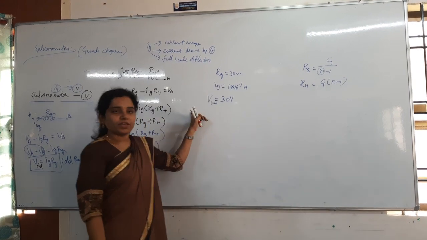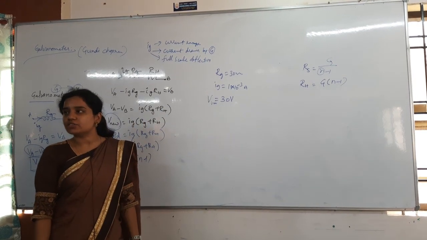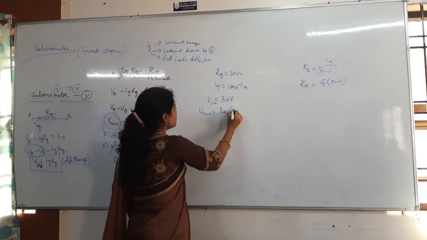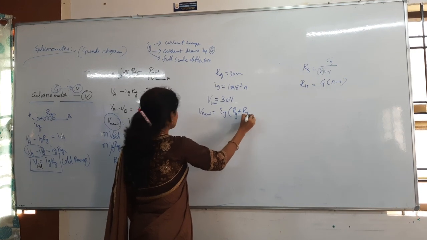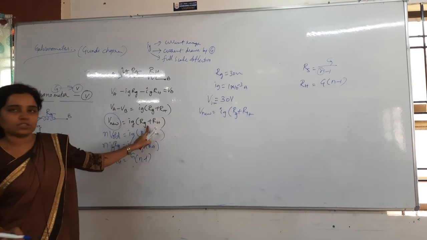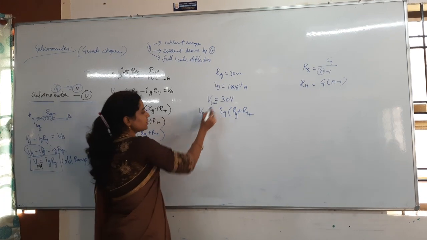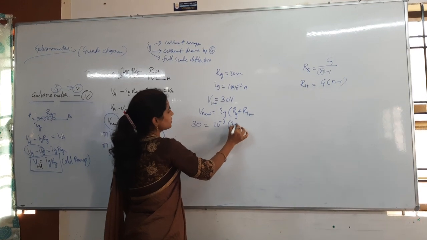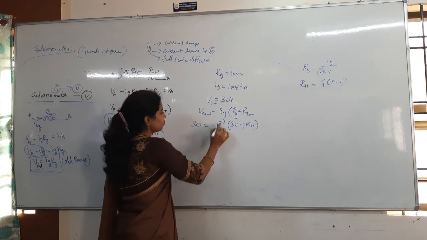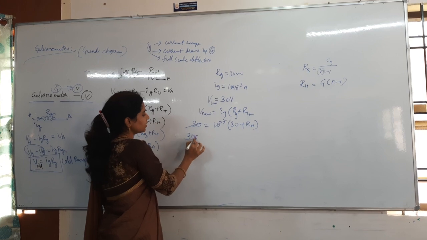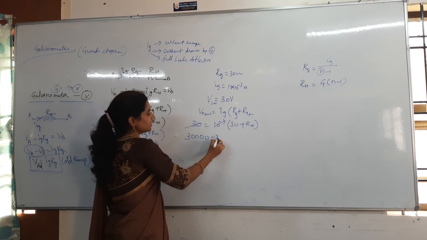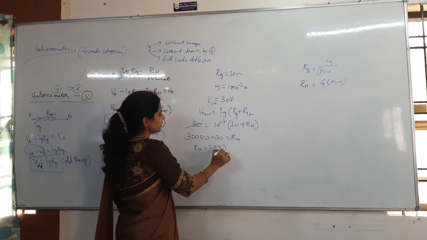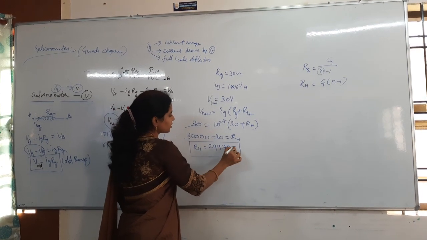That is what given. Then after that you have to find out the RH. For that what is the formula? V new is equals to Ig into (Rg plus RH). Now V new is how much here? Value is 30. Ig is how much? 10 power minus 3. Rg is 30 plus RH I have to find out. Then this will be how much here? 30,000 minus 30 gives you the RH value. The RH is 29,970.